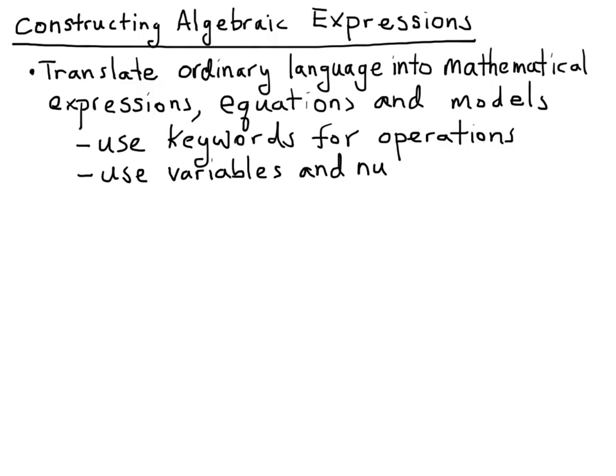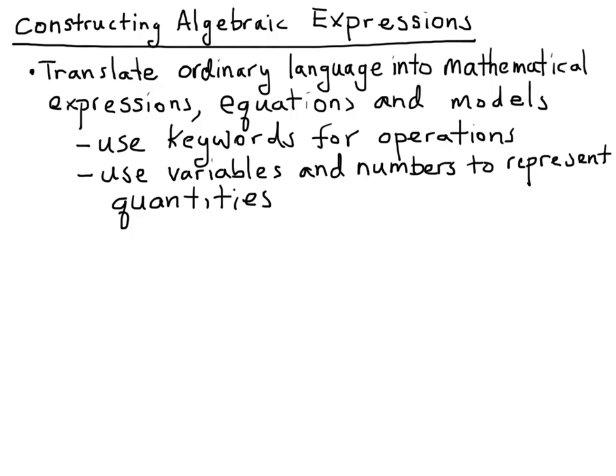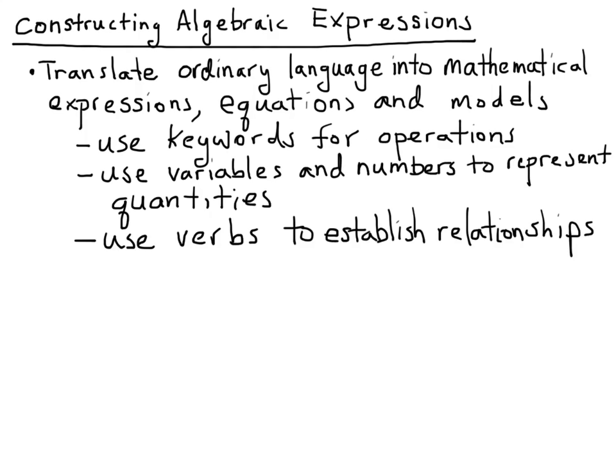We want to use variables and numbers to represent quantities. And this may seem like a trivial thing to say, but variables that you define should always be a quantity. It shouldn't just simply be a name. And then you look at the verbs, and many times it's the passive verb is. Sometimes it's is greater than or is less than, things like that. But you use your verbs to establish the relationships.